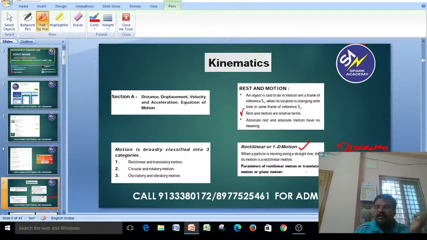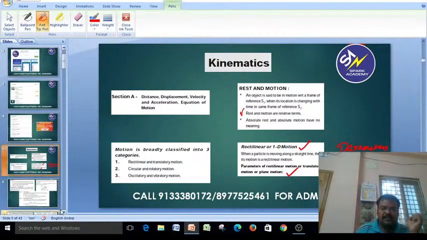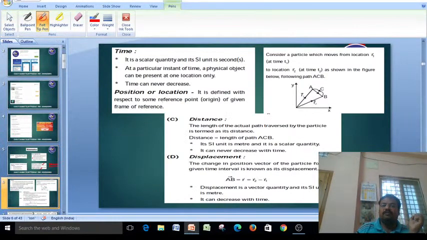So the parameters of rectilinear motion, or translatory motion, or plane motion. Some parameters are generated. What are those parameters? Let us check. Different parameters are there. First, time and position or location, then distance, displacement, speed or velocity, and acceleration. So these are all the parameters that can exist.